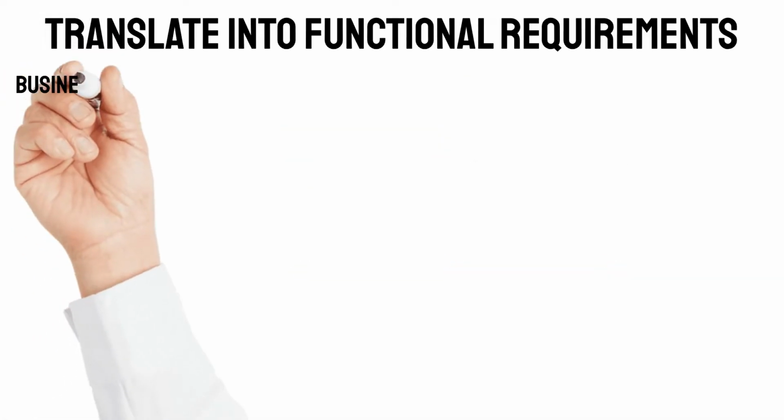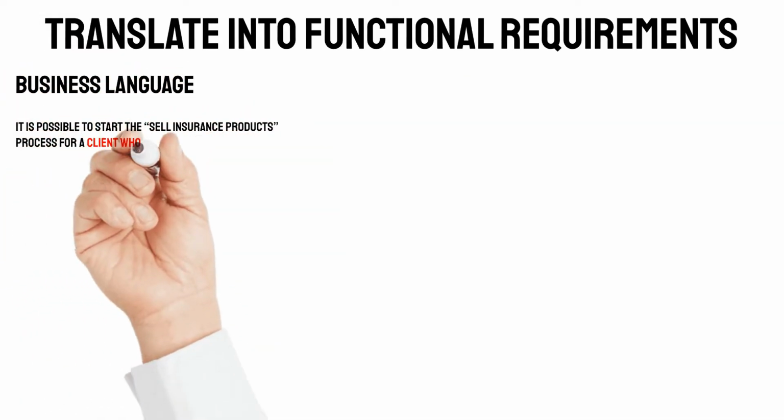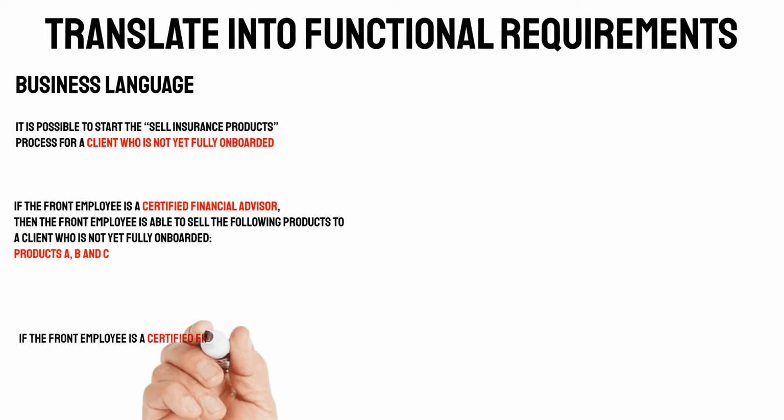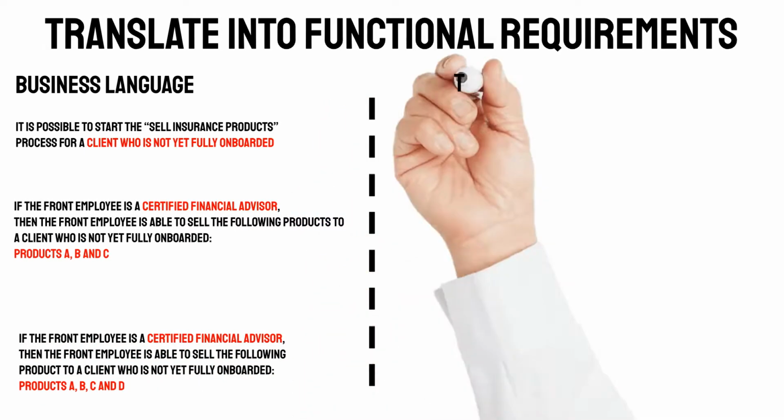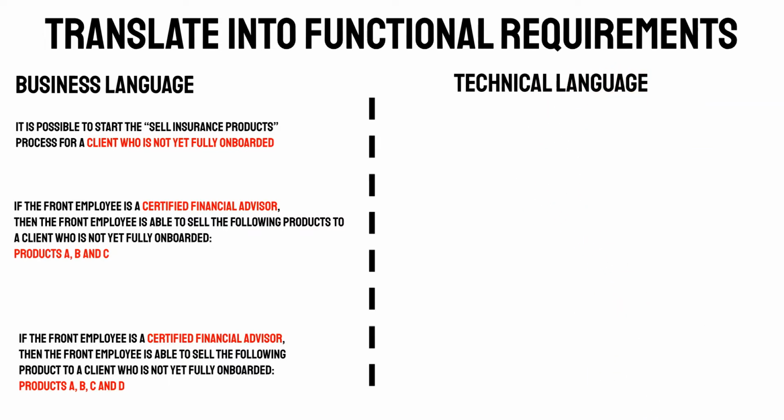So let's on the left side document the business language, so all the acceptance criteria on the left side. And for each, we want to have a technical requirement in technical language. If you have a look on the first one, as you remember, it is possible to start the sell insurance products process for a client who is not yet fully onboarded. That's business language. What could be the technical language?